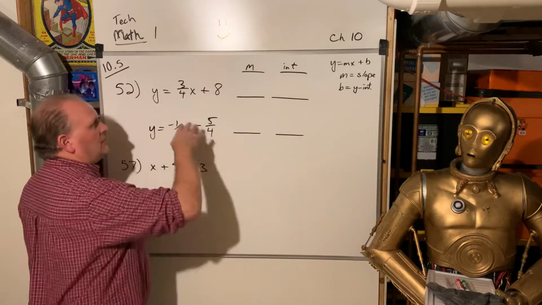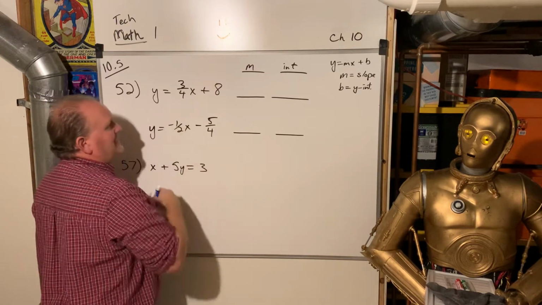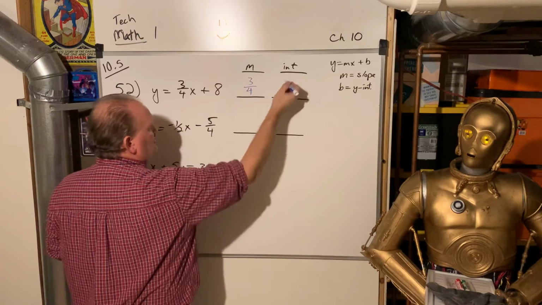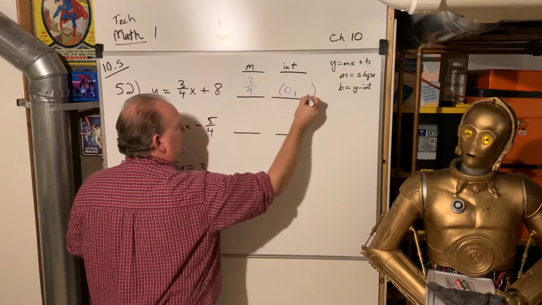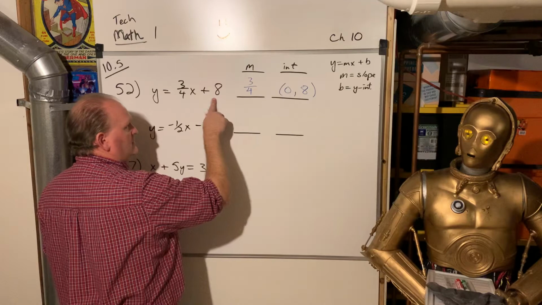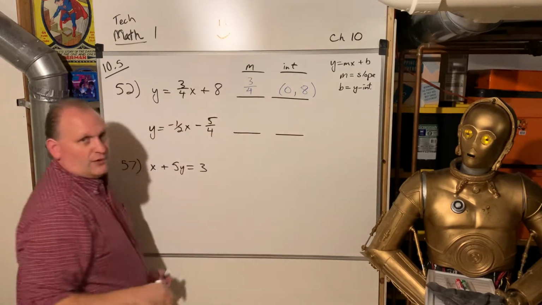All right, so this is already solved for y, so it's super easy to find the slope. It's the number in front of the x. That's just 3/4. And then the intercept, that's where it crosses the y-axis, so it's (0, 8). And so that's the y-intercept, that's the slope. When it's solved for y, these are pretty straightforward problems.